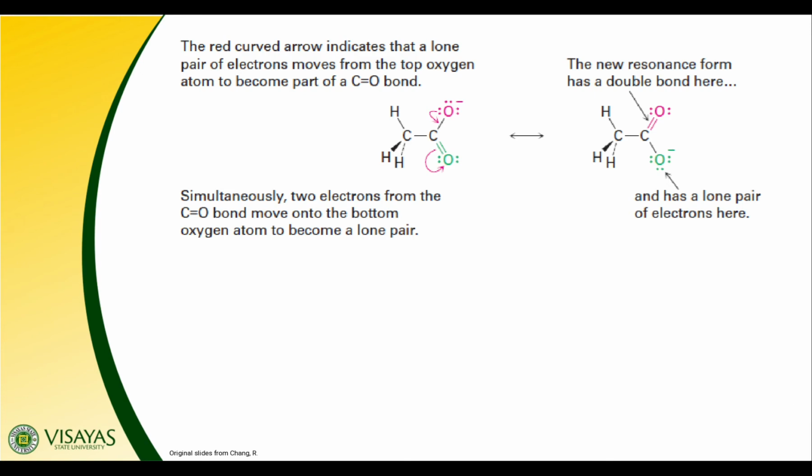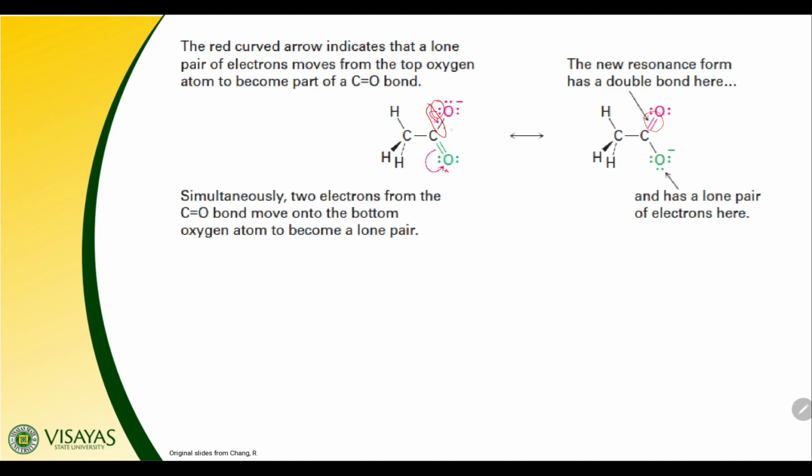So for acetate ion, here we have a red curved arrow. This indicates that a lone pair of electrons moves from the top oxygen, from lone pair to become part of the carbon double bond. So when this electron moves to this bond, we have our double bond formed here, and so that carbon will have an octet, no? One bond here should move to become a lone pair in this oxygen.